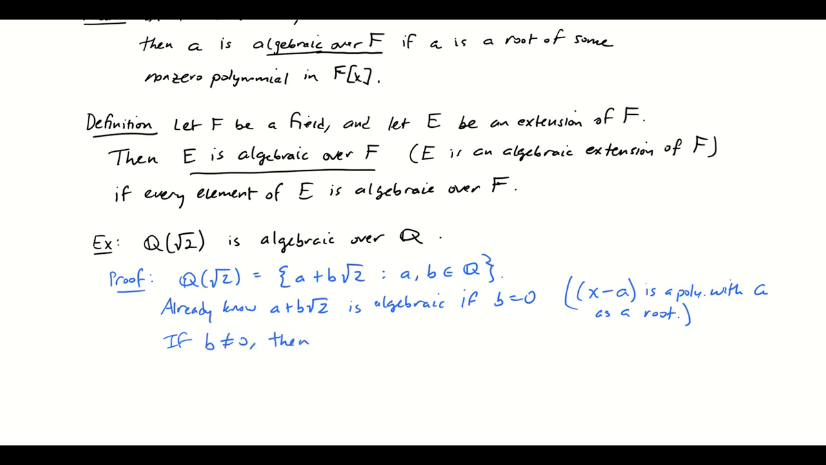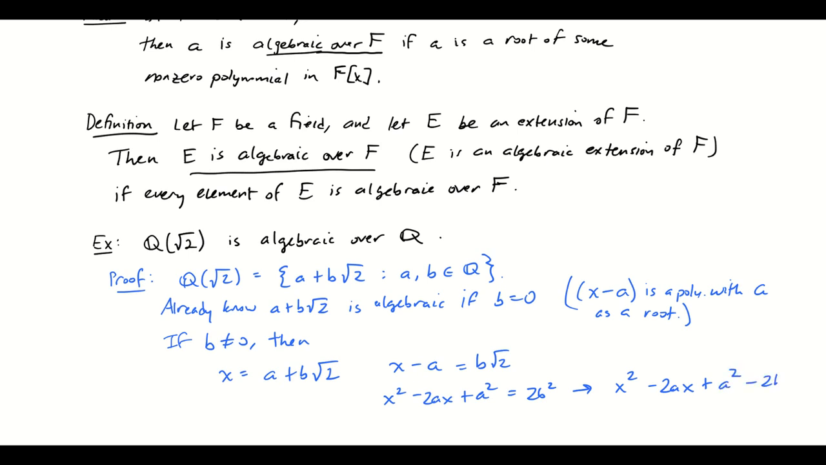Then I might use the following routine to create a polynomial that has a plus b root 2 as a root. So for example, let's say x is equal to a plus b root 2, and I'm going to see if I can massage this into a polynomial equation that has a plus b root 2 as a solution. So I'll start by pulling the a over and get x minus a equals b square root of 2, and then square both sides. x squared minus 2ax plus a squared equals 2b squared. And then that gives me x squared minus 2ax plus a squared minus 2b squared.